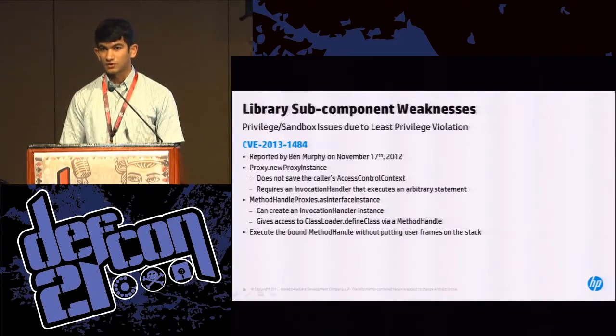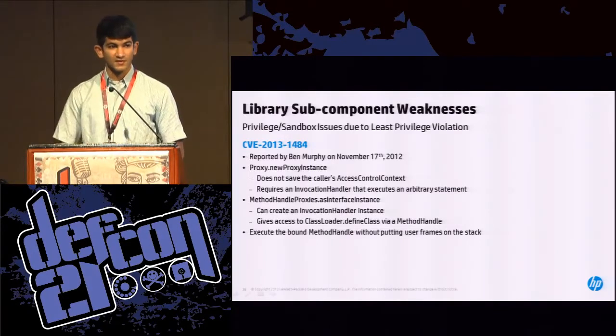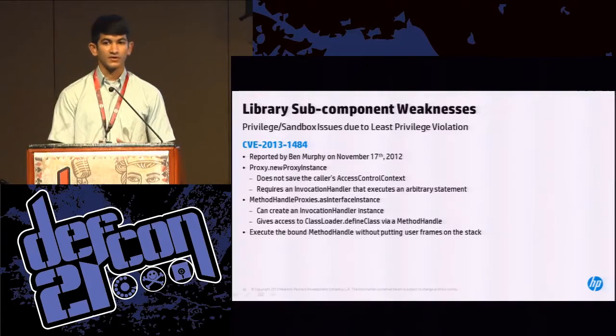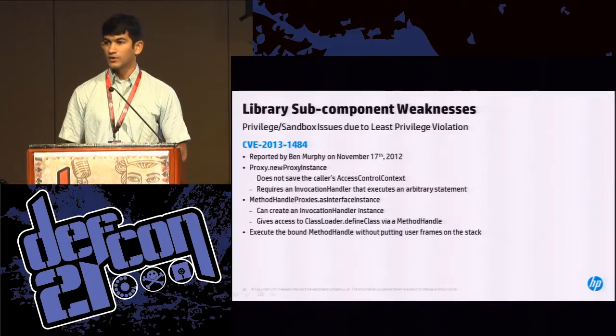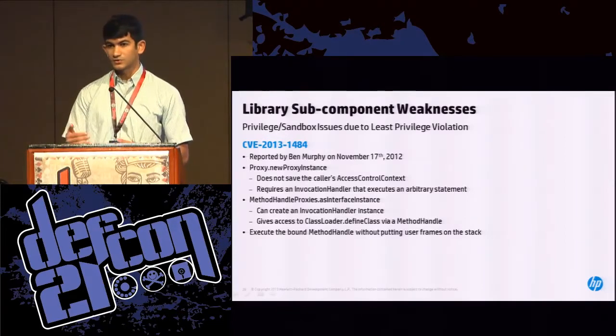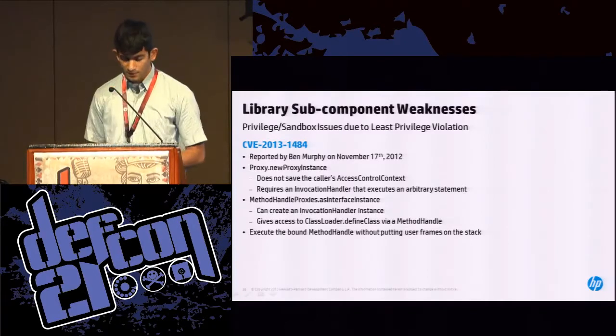The second optional argument is an access control context, and that's basically a saved state of the security context that you're running within. When you're running an untrusted applet, you're going to have a much lower privilege level than, say, the library code, which could do whatever it wanted.